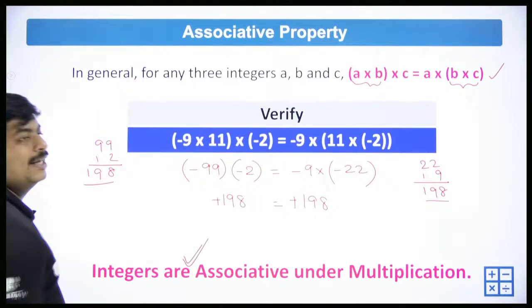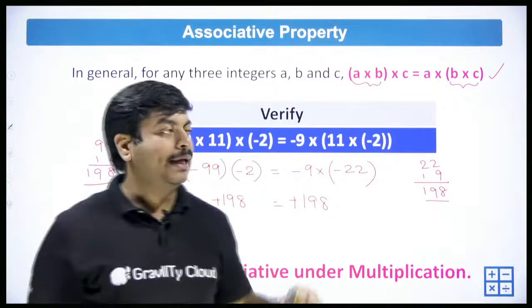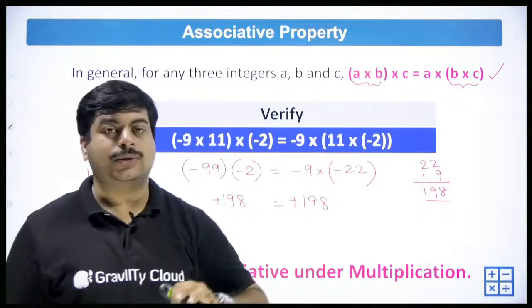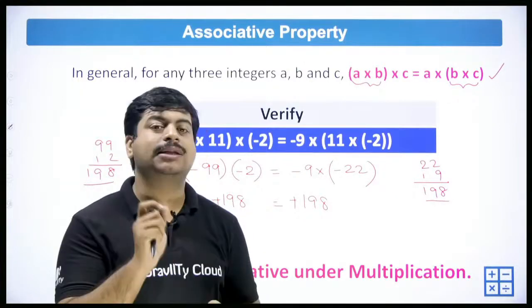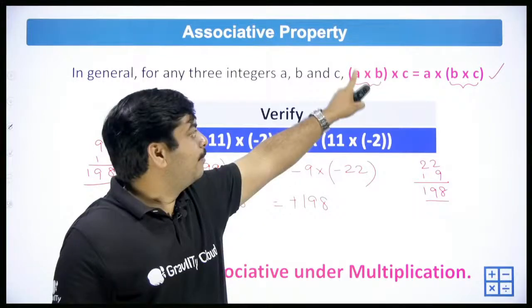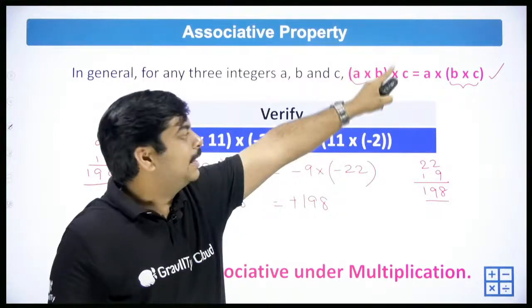Integers are obeying the property of associative, right? So addition, yes. Subtraction, no. Multiplication, yes. Now let us discuss division. Same way like this, a divided by b divided by c and a divided by b divided by c, right? So let us try to look into that.